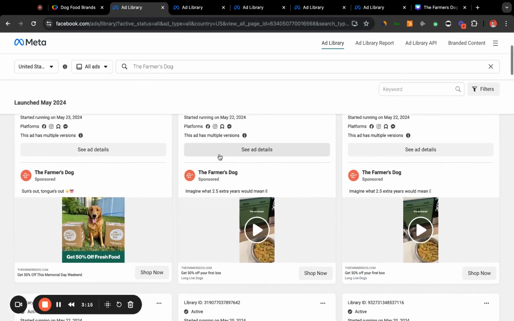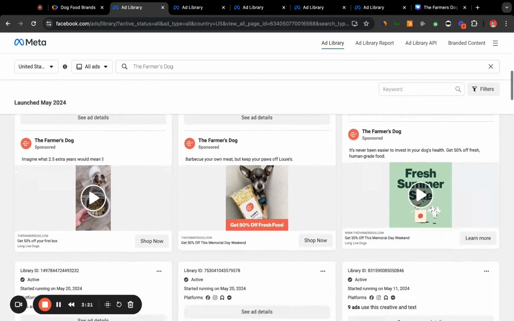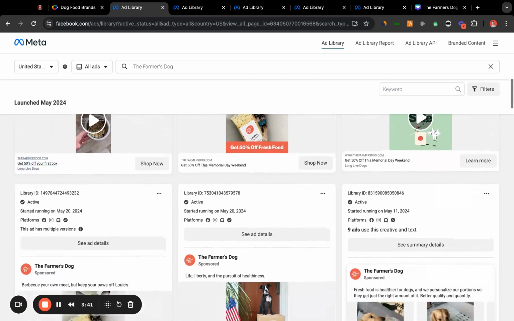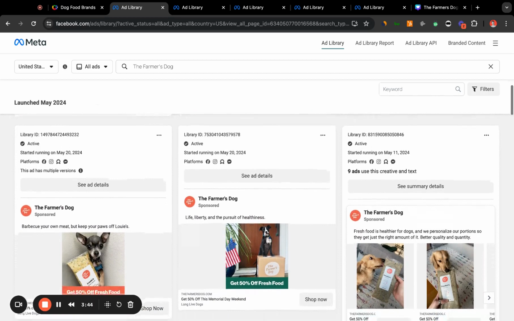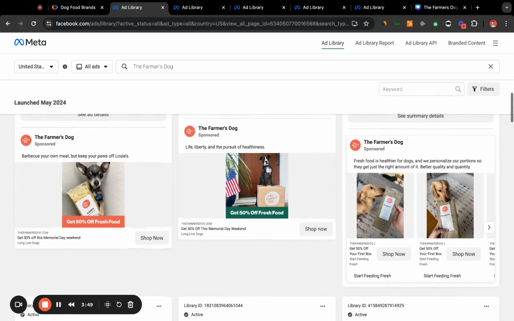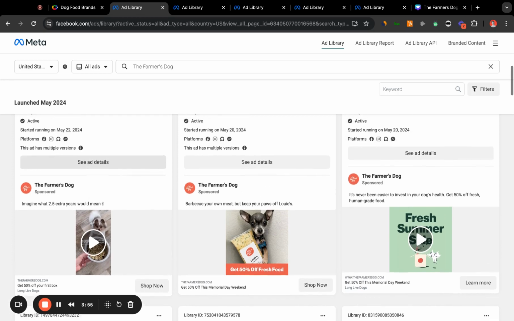Getting into hooks, there's obviously some videos within the account here that we could take a look at, but man, again, I think The Farmer's Dog is doing such an incredible job at utilizing text and really making that connection as easy as possible with their customers. Look at this text hook: Imagine what 2.5 extra years would mean. You don't have to think too hard to imagine what 2.5 extra years with your pet would feel like. It's an incredible use of a hook, and that's also shown in all of the videos. But again, I think The Farmer's Dog is absolutely crushing the static game. That's another great example of how to do that.